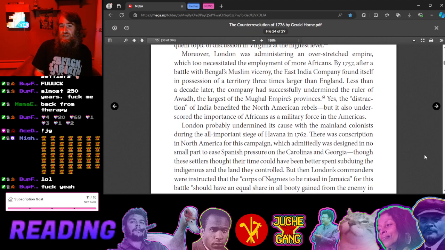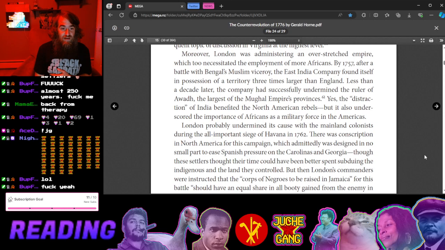Moreover, London was administering an overstretched empire, which also necessitated the employment of more Africans. By 1757, after a battle with Bengal's Muslim viceroy, the East India Company found itself in possession of a territory 3 times larger than England.